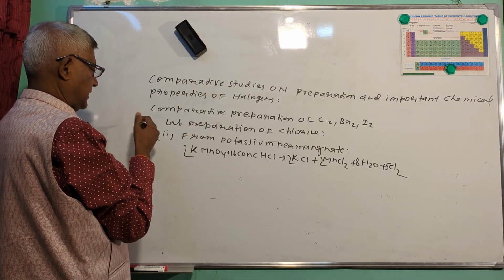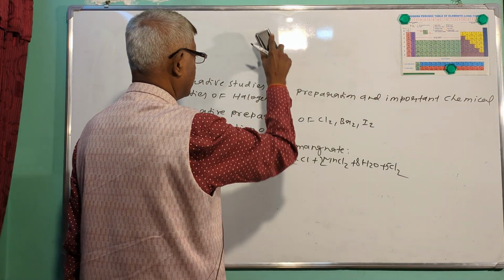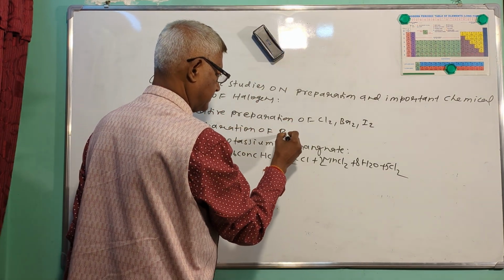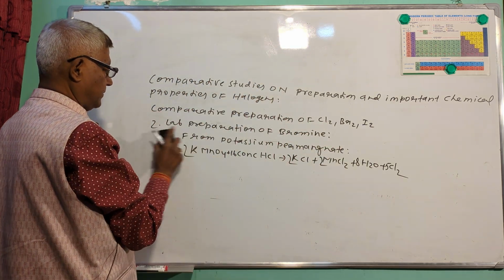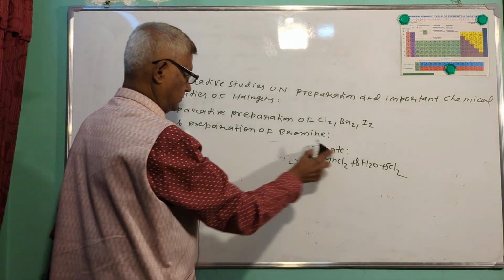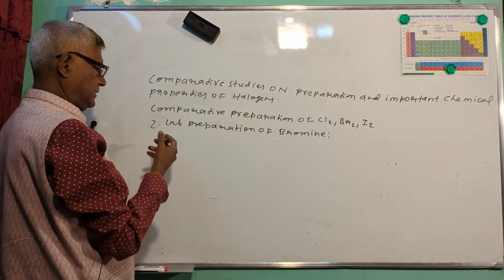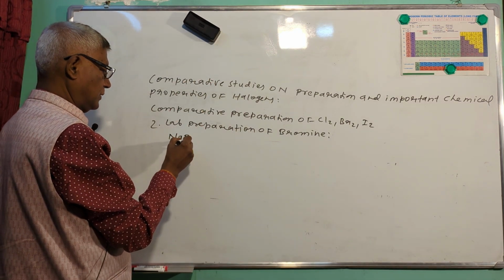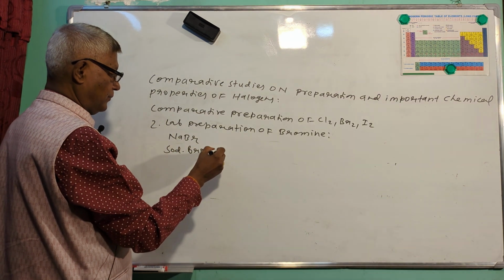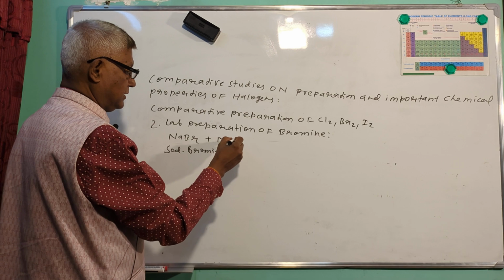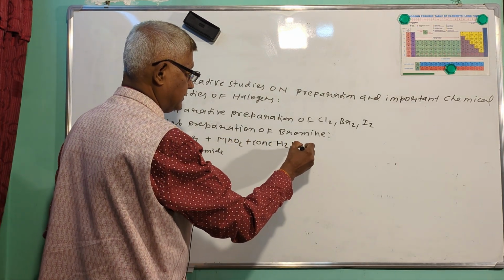Now, second, lab preparation of what you see? Bromine. So bromine, what we can use over here? So what you see? NaBr, sodium bromide, and that is heated with manganese dioxide, conc. sulfuric acid.